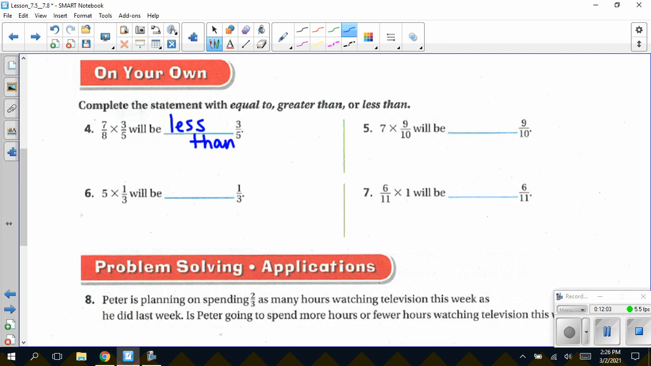Number 5, whole number times a fraction. I know that my answer will be less than the whole number, but greater than the fraction. Number 6, I have 5 times 1/3. So again, my answer from those rules say that my product will be less than the whole number, but greater than the fraction.